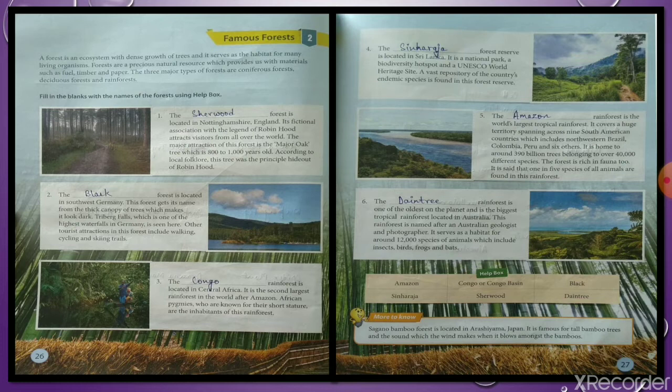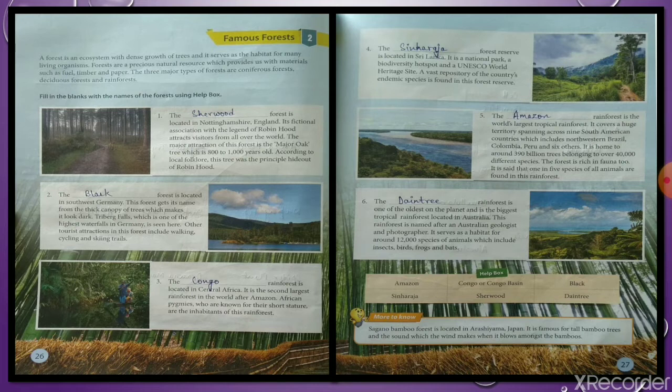Now, the next type of forest is a forest reserve which is located in Sri Lanka, and it is a national park, a biodiversity hotspot and a UNESCO World Heritage Site. A vast repository of the country's endemic species is found in this forest reserve. Endemic species means the species which are restricted to a particular area. So, the name of the forest reserve is Sinharaja Forest Reserve, which is located in Sri Lanka.